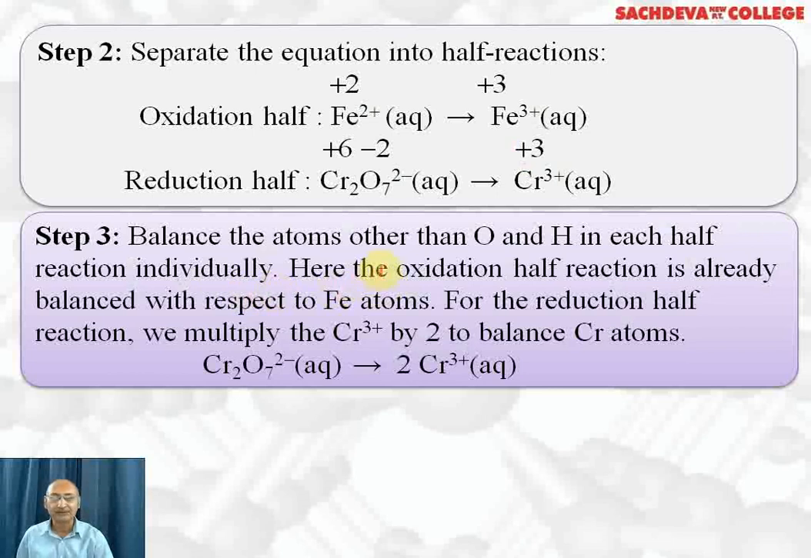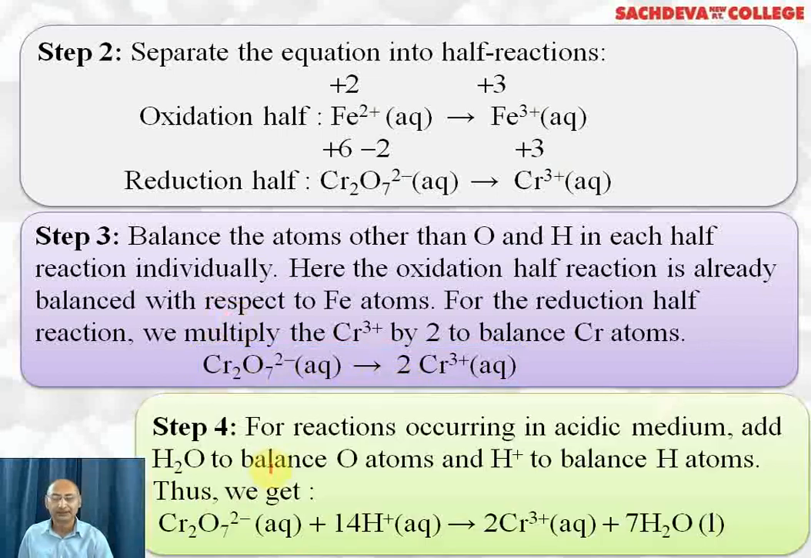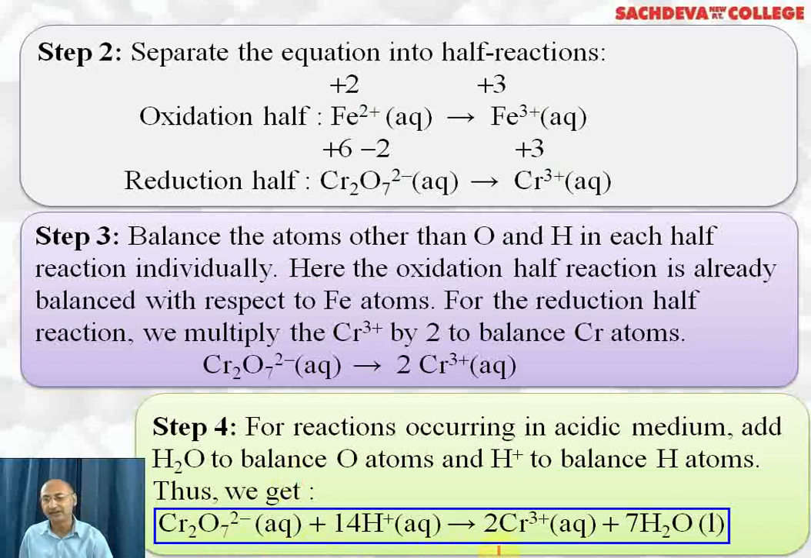Now balance the atoms other than oxygen and hydrogen in each half cell reaction individually. Here the oxidation half reaction is already balanced because the number of iron atoms is equal, but for the reduction half we have to multiply it by 2. Why are we multiplying it by 2? Because it is Cr2. Next, for the reaction occurring in acidic medium, add water to balance oxygen atoms and H plus ion to balance hydrogen atoms. There are 7 oxygens, so we have 7 water, and 14 hydrogen we have added, so here we have added 14 H positive ion.